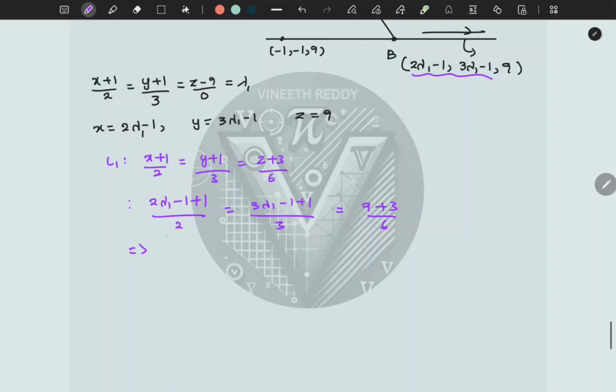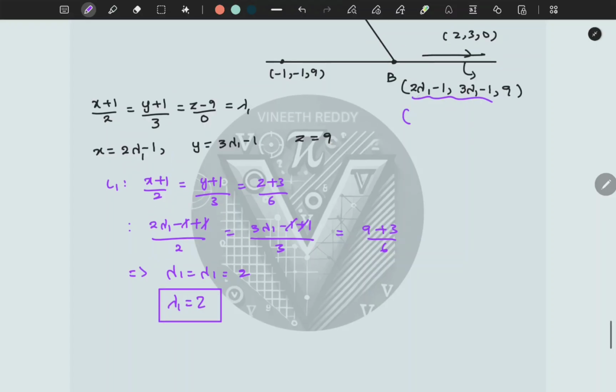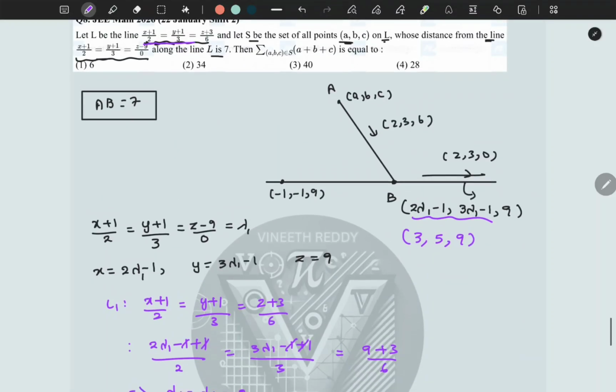So here we get 2 lambda 1 by 2, which is lambda 1, is equal to, minus 1 plus 1 gets cancelled. Again we get lambda 1 here, and that will be equal to 12 by 6, which is 2. That means lambda 1 is 2. That means we get the point B as 2 into 2 is 4 minus 1 is 3, 3 into 2 is 6, 6 minus 1 is 5, comma 9. Okay, that's fine. Now the distance between A and B is 7.